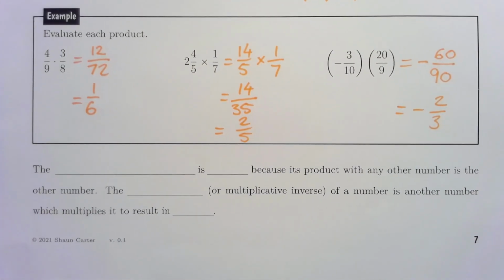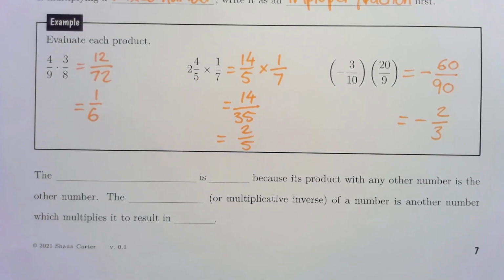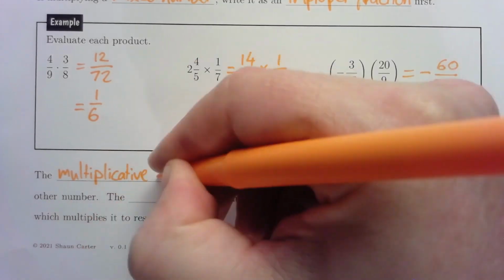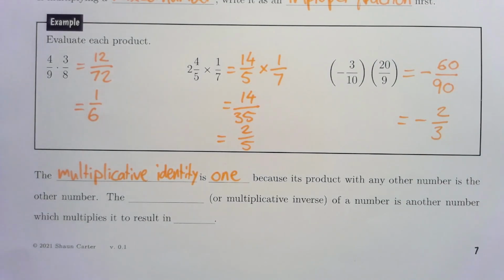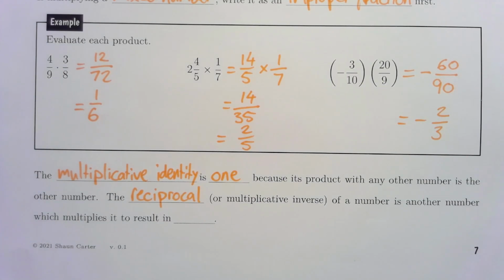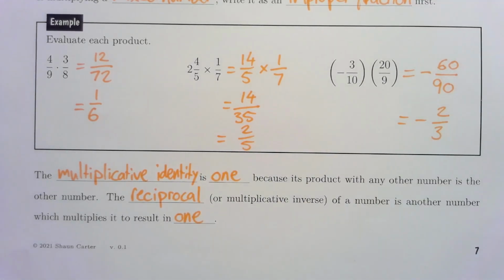Now in an earlier lesson we talked about the additive identity, which is 0. It's a special number that when you add it, it doesn't change what the other number is. Well, we also have a multiplicative identity. In this case, this is 1, because its product with any other number is the other number. Related to this is the reciprocal, also called the multiplicative inverse, of any number, which is another number which when they're multiplied together result in 1.